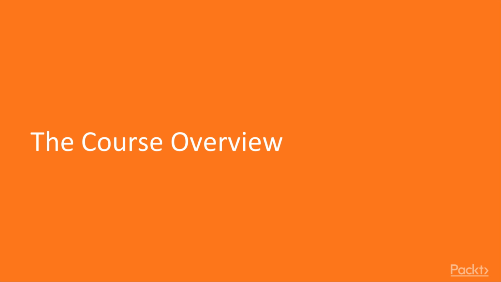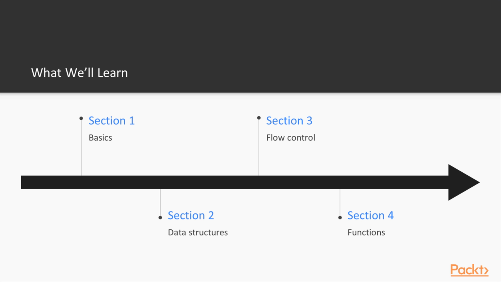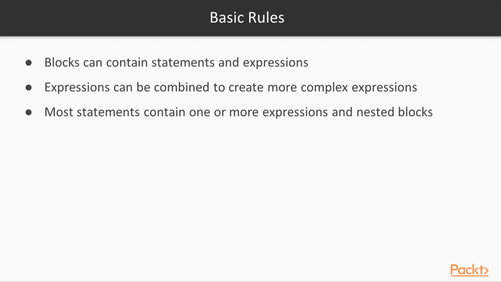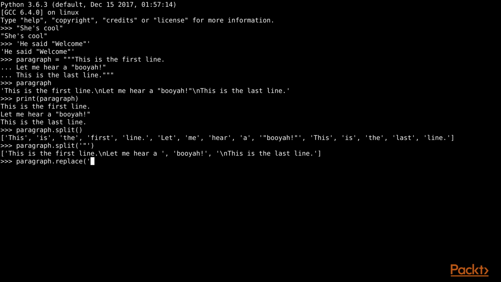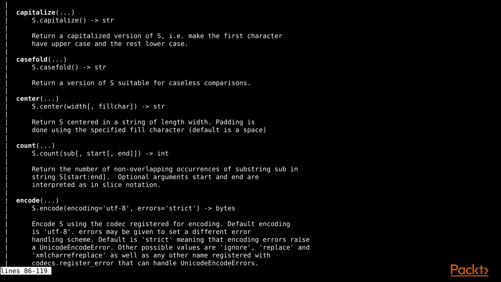Let's take a look at what we're going to learn in this course. This course is divided into 4 sections. In the first, we're going to be seeing examples of very basic Python syntax and semantics, including variables, strings, and basic input and output operations, as well as talking a little bit about statements, expressions, and other fundamental language ideas.